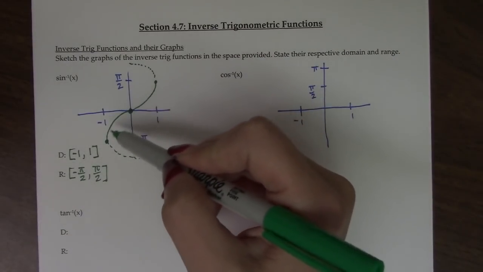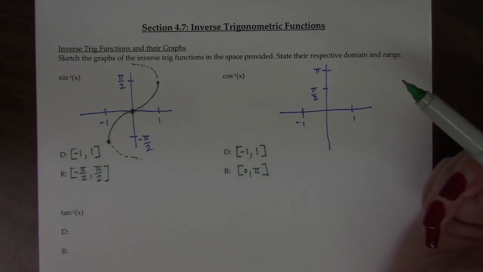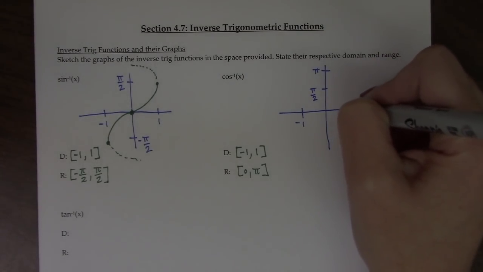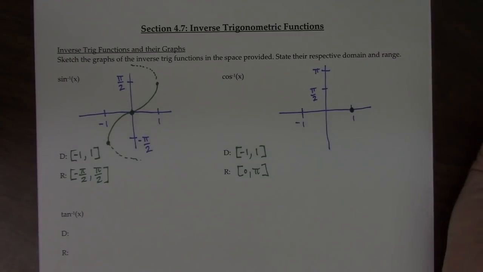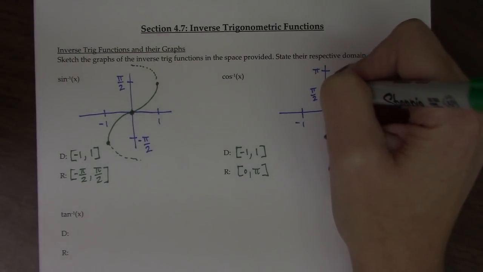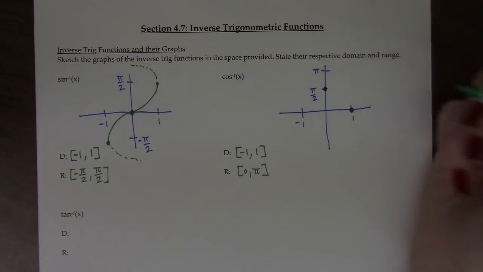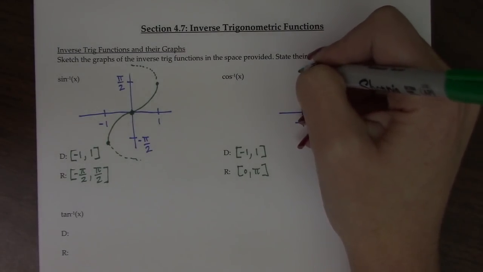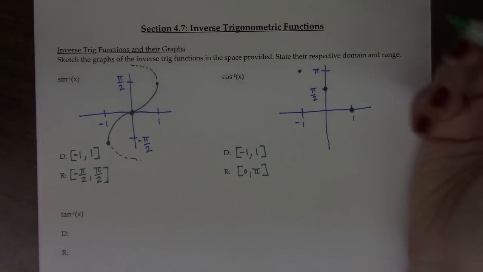But only the solid piece is on the inverse function. For cosine, well, cosine of 0 is 1, so inverse cosine of 1 is 0. Cosine of π/2 is 0, so inverse cosine of 0 is π/2. And then inverse cosine of -1 is going to be pi.